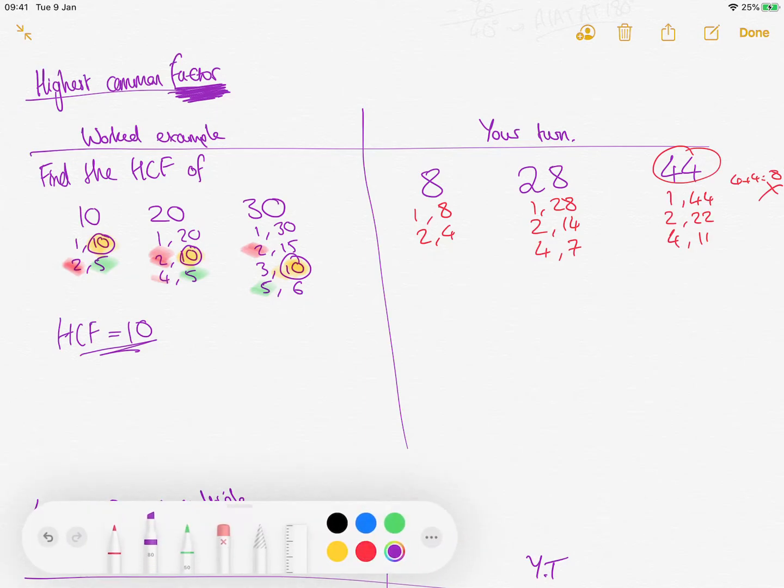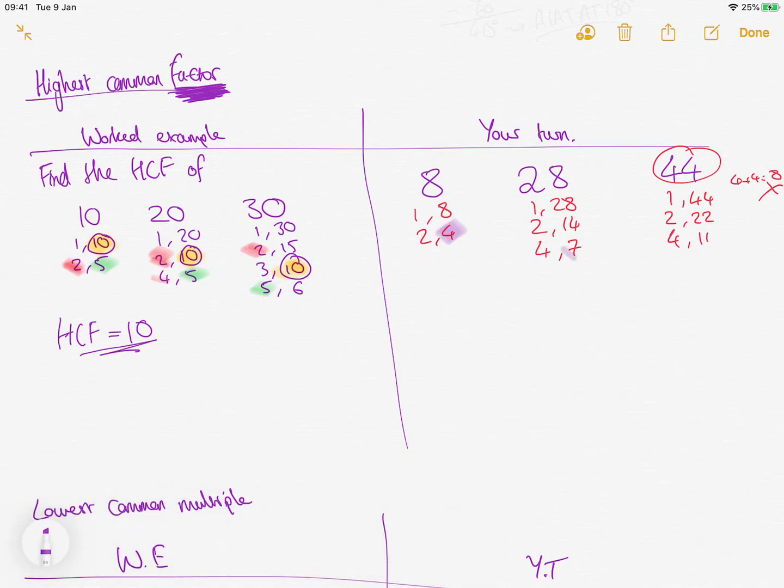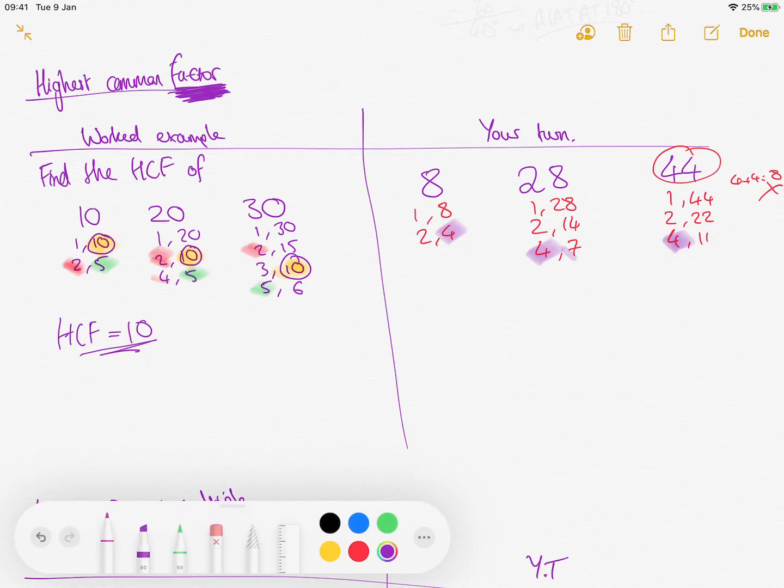So now it's time to pick out the highest common factor. Well, notice they all have a common factor of 2, but that's not the highest one. The highest one is 4. So my highest common factor is 4. Well done if you got that.